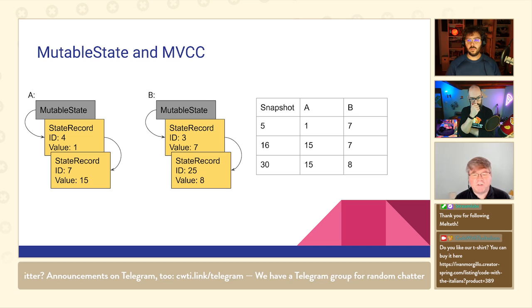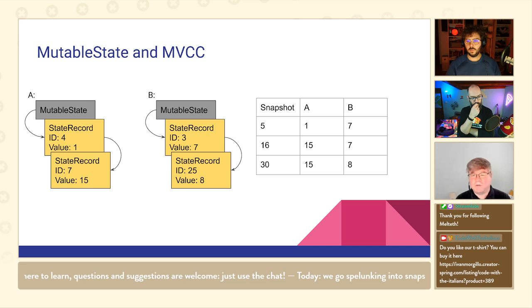From snapshot 5, you can look at it and say the values are 1 and 7 at snapshot 5. The reason is because anything newer than the snapshot ID was created after the snapshot started, so we ignore it. And then what we do is we select the most recent value that we're not ignoring. So at snapshot 5, 1 and 7 match that criteria because 4 is less than 5 and 3 is less than 5, but 7 is not less than 5 and 25 is not less than 5. So we ignore both of those.